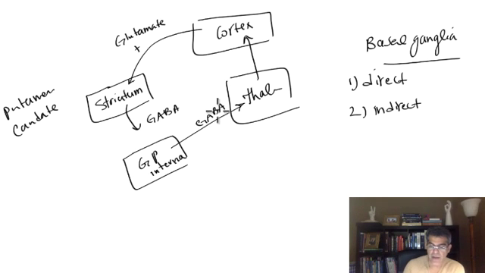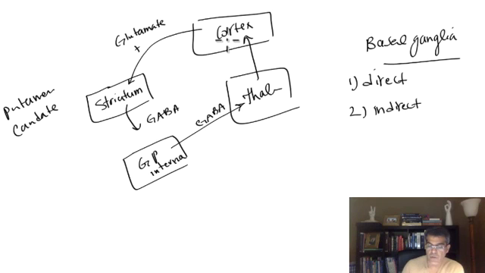So now think about it. If cortex excites the striatum, it is going to release lots of GABA to this one. As a result, GABA is going to block globus pallidus interna. So globus pallidus is not going to release GABA. As a result, your thalamus is not going to be inhibited. So therefore, thalamus is going to keep exciting the cortex.